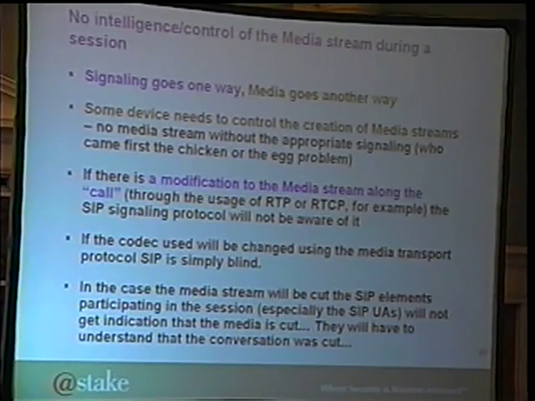Signaling goes one way, media goes another way. This means that we don't have any synchronization between the signaling and the media. If I want to change parameters on the media path, I can do that. The signaling will not understand what I'm doing. I can change media parameters through the signaling, but I can also do that directly if I sniff the media path information. That is very bad.